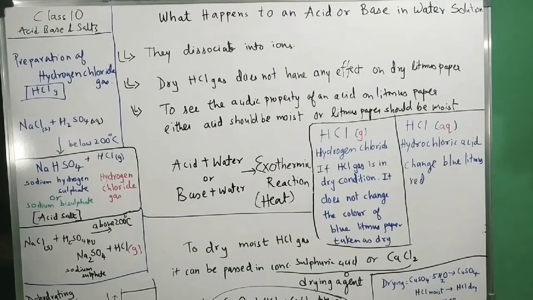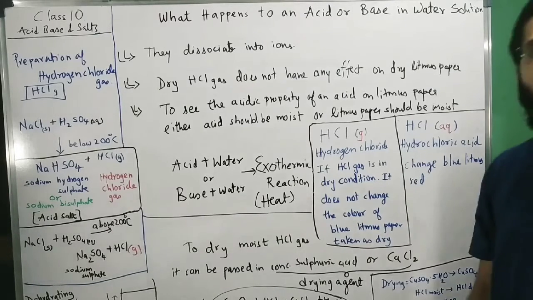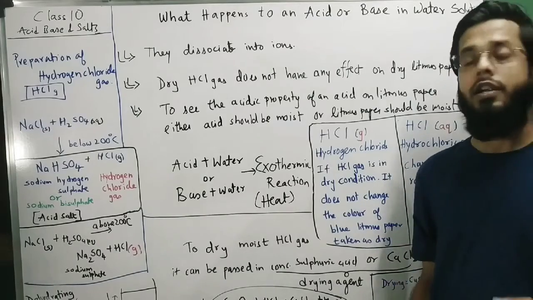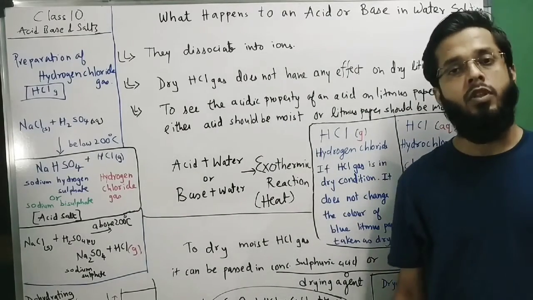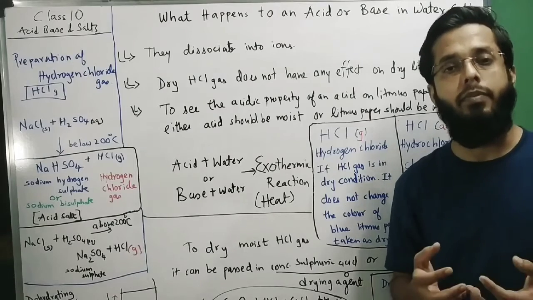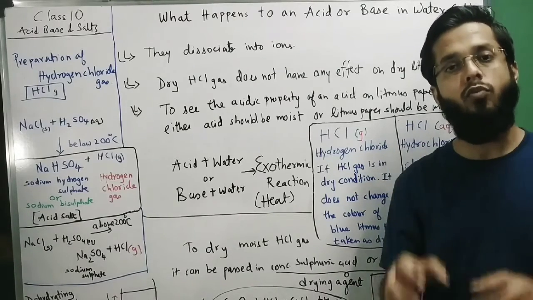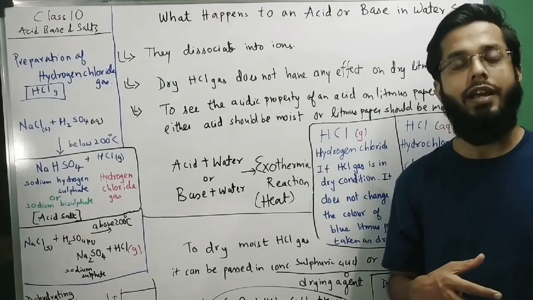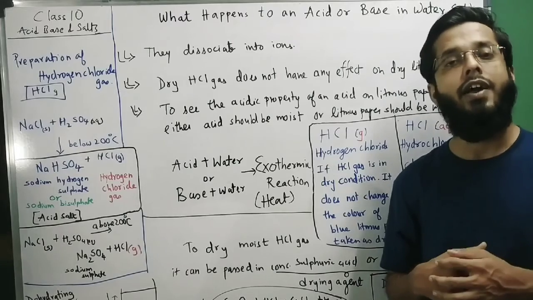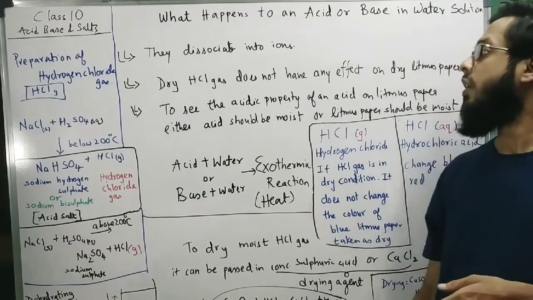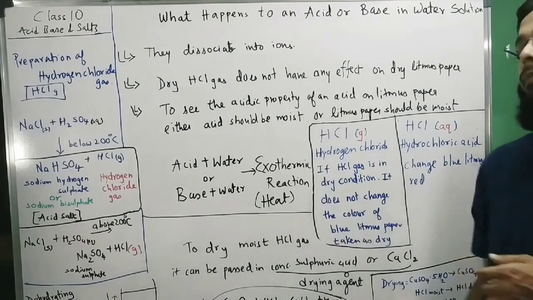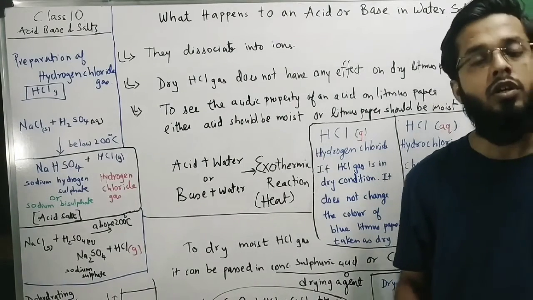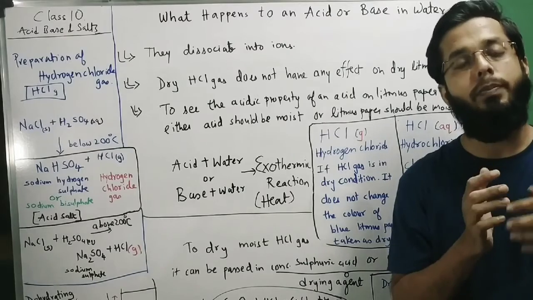Good morning, dear students. Today we're going to discuss what happens to an acid or base in water. They dissociate into ions. If you take any acid or alkali and add it to water, they dissociate, or ionize, and give H plus ions in the case of an acid and hydroxide ions in the case of a base.